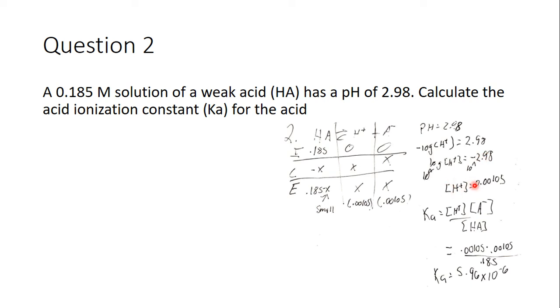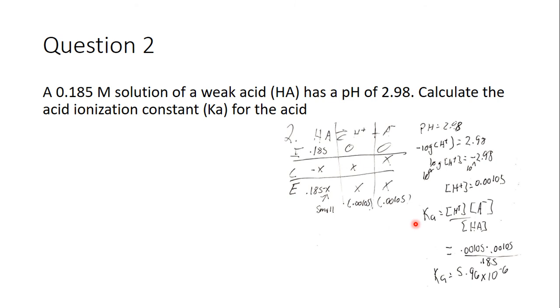H plus equals 0.00105. You can see this number, 0.00105, is much smaller than 0.185. So my assumption that this minus x was true. However, we do have x, so if you actually wanted to do that subtraction, you can. You would get, what, 0.184? Yeah, 0.184, so not that big of a difference.